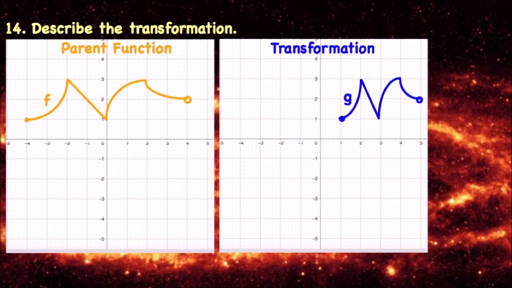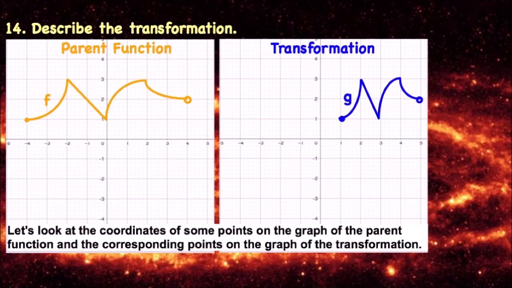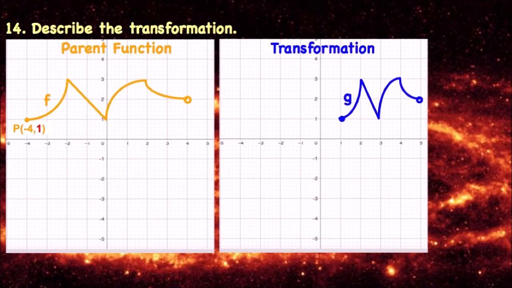Question 14. Describe the transformation. Let's look at the coordinates of some points on the graph of the parent function and the corresponding points on the graph of the transformation. Point of coordinates (-4, 1). Then point of coordinates (1, 1). Point A of coordinates (-2, 3). Point of coordinates (2, 3).